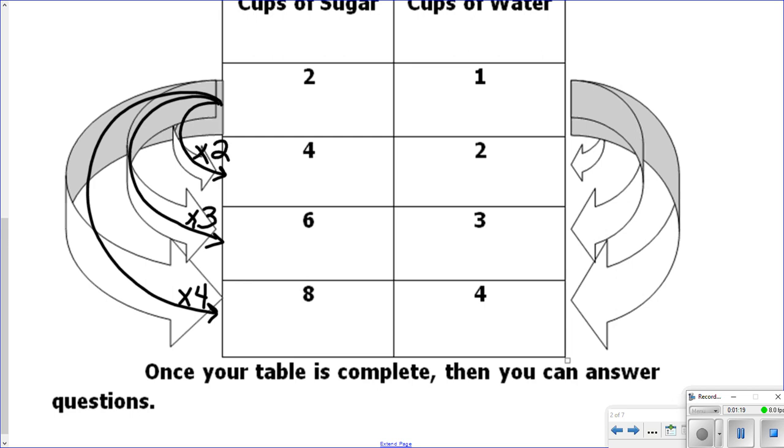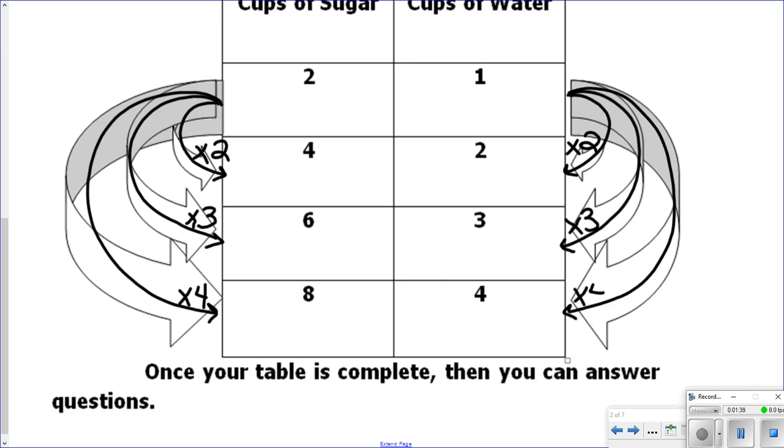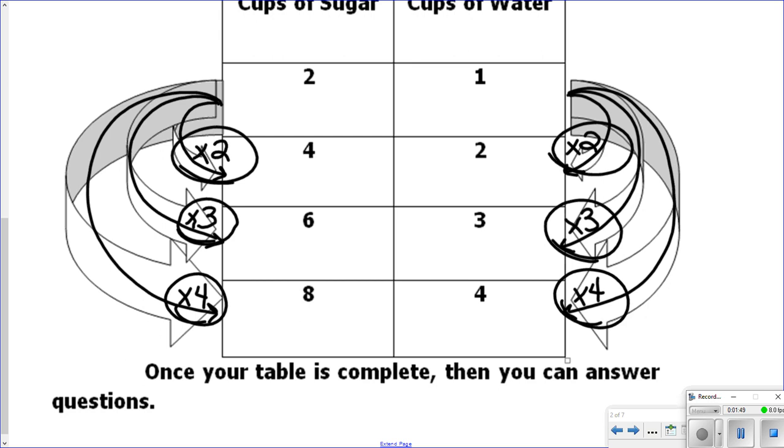Whatever you do to one side of the table has to match the other side of the table to make it equivalent. So going from 1 down to this box, I also multiplied by 2. To go back to the 1 to get to this box, I multiplied by 3. And going back to the 1 to get down to this box, I multiplied by 4. Again, these numbers will match at every level. Once your table is complete, you will be able to answer questions.